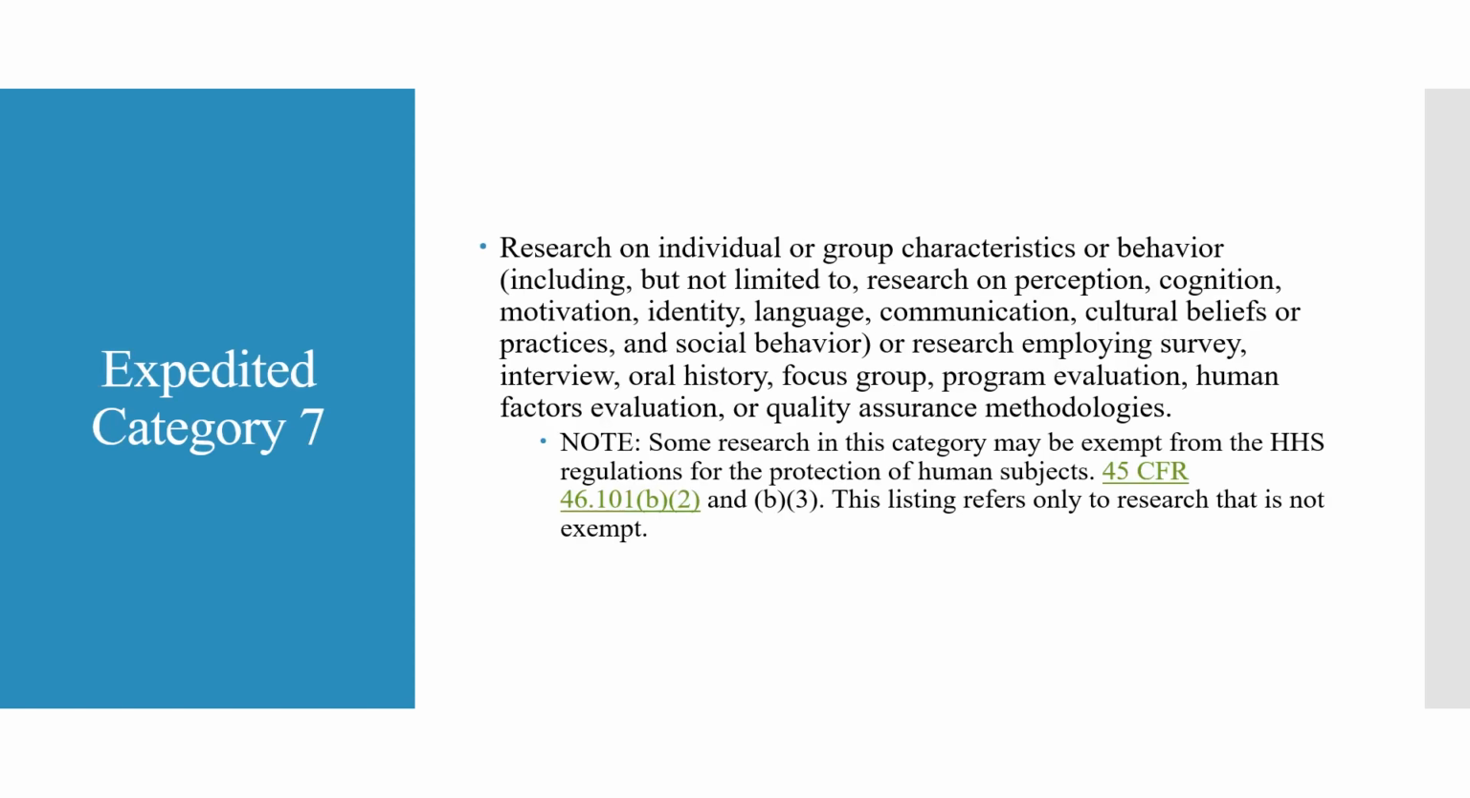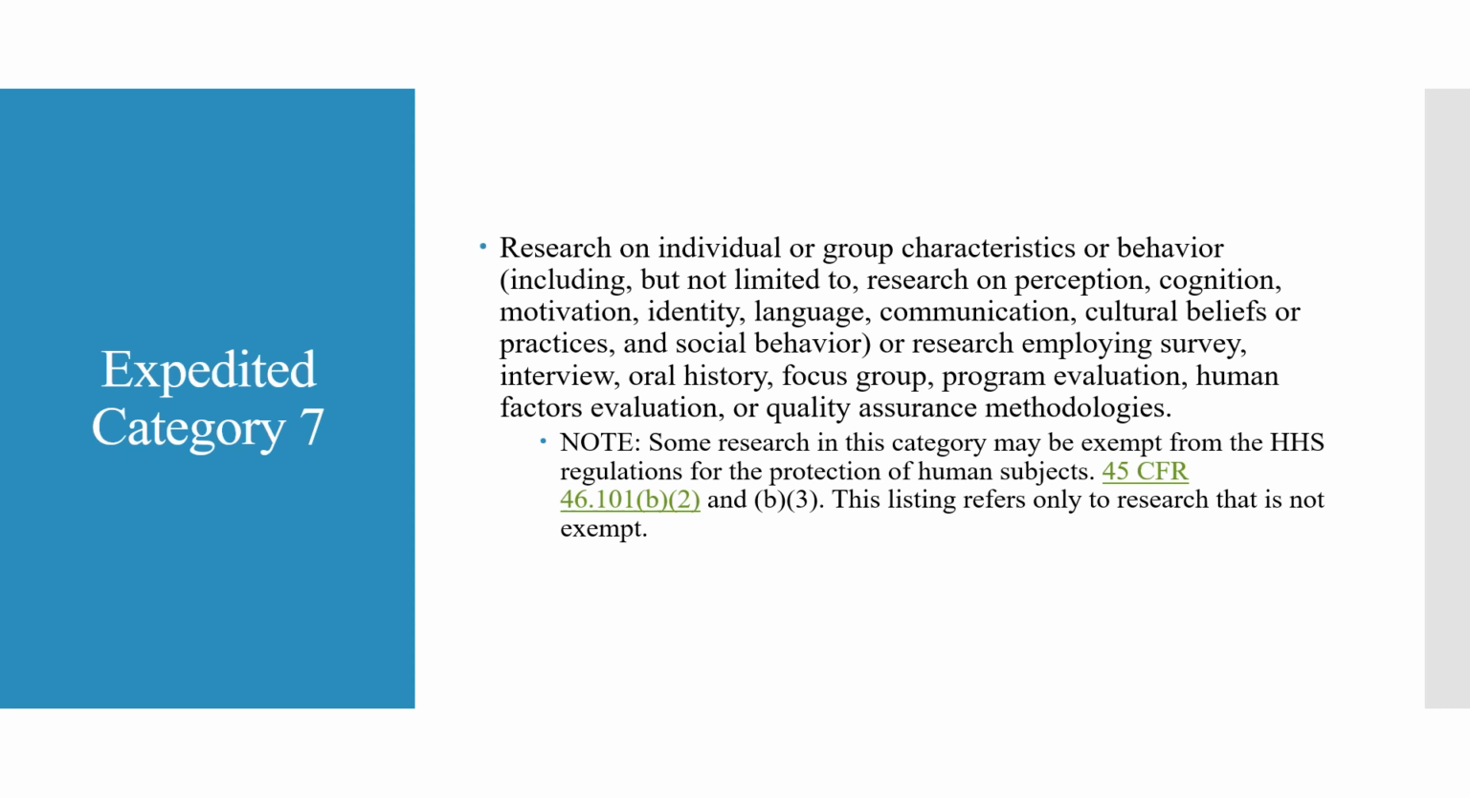This presentation is specifically on expedited category number 7, so let's dive into that. Category 7 is research on individual or group characteristics or behavior, including but not limited to research on perception, cognition, motivation, identity, language, communication, cultural beliefs or practices, and social behavior, or research employing survey, interview, oral history, focus group, program evaluation, human factors evaluation, or quality assurance methodologies.